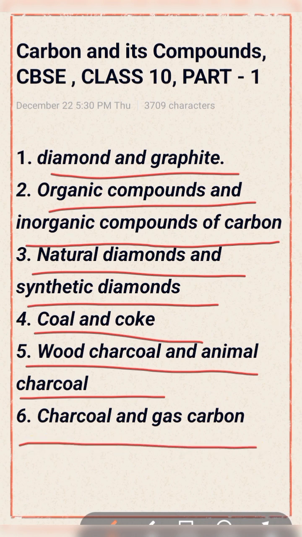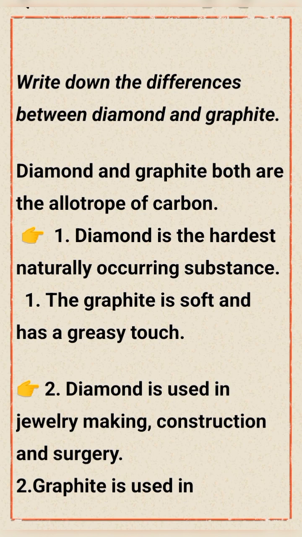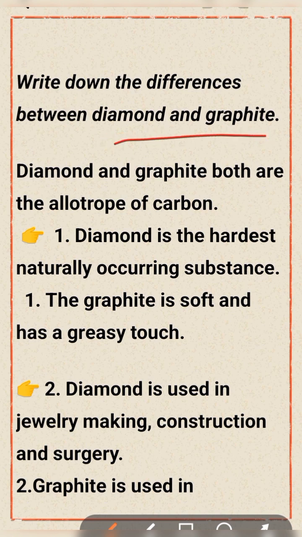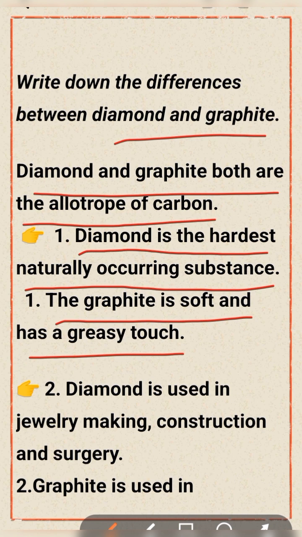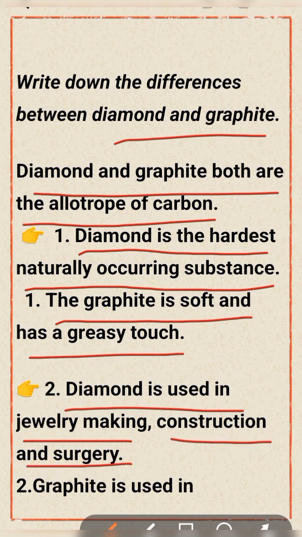Okay, now my dear viewers, now discuss difference between diamond and graphite. Diamond and graphite both are allotropes of carbon. Number 1 point, diamond is the hardest naturally occurring substance, but graphite is soft and has a greasy touch. Second point, diamond is used in jewelry making, construction and surgical purposes.